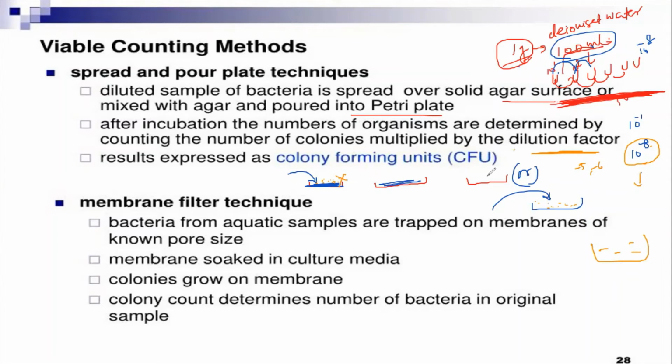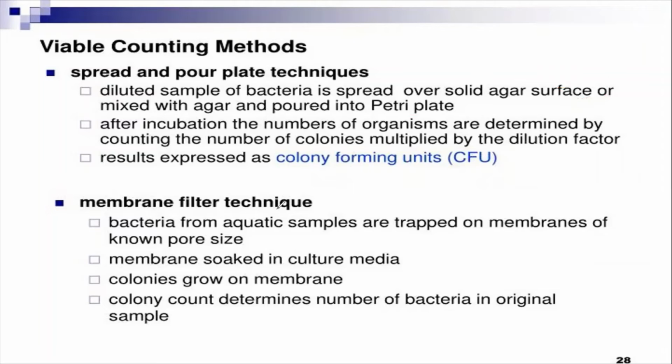So I'll say that in 1 gram of the sample, I have got 4 into 10 raised to 8 dilution factor. Okay, not -8, sorry, +8. So I'm going to have these many colony forming units then. Get it? Okay, so that's how you're going to calculate.